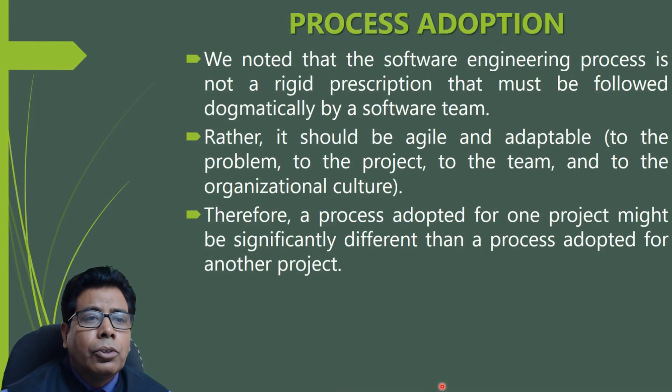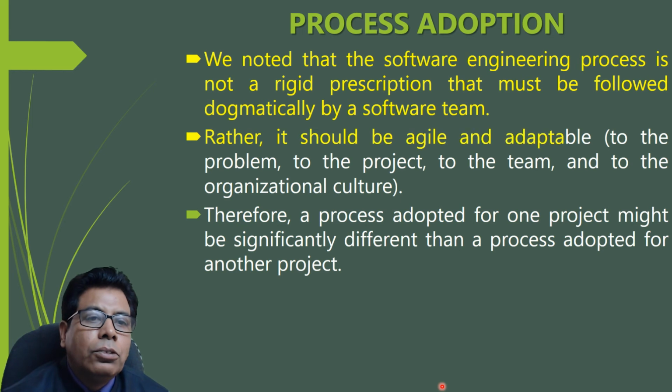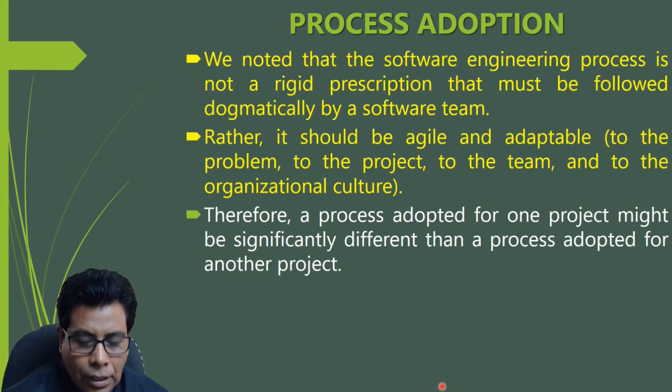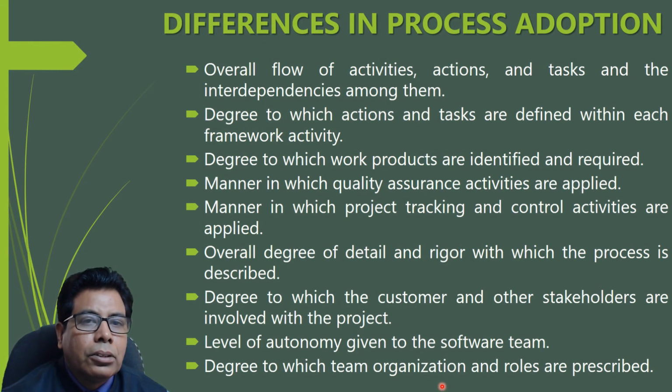Then next we go for the process adoption. Now here we have noted that the software engineering process is not a rigid prescription that must be followed dogmatically by the software team. Rather, it should be agile and adaptable. So this should be adaptable to the problem, to the team, to the project, and to the organizational culture. Therefore, a process adopted for one project might be significantly different from the process adopted for another project. So this will be varying. There will be a lot of differences. Even from company to company, the things will differ. So the differences in process adoption.